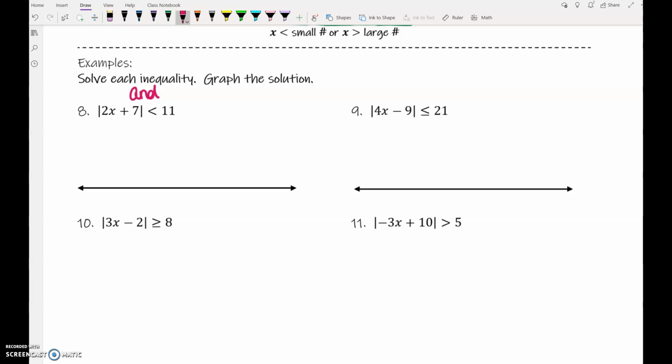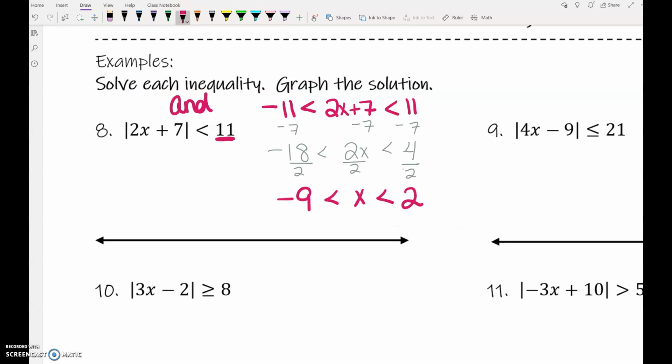To take this absolute value inequality and rewrite it as an and inequality, we do -11 is less than 2x plus 7 is less than 11. So you're taking this 11, putting negative on the left side, the positive on the right side, with the stuff from the absolute value in the middle. Do you remember how to solve that kind of inequality from a couple days ago? Okay, so take a moment, solve that inequality. Should end up with -9 is less than x is less than 2.